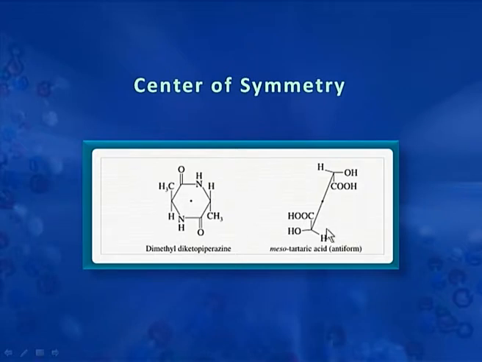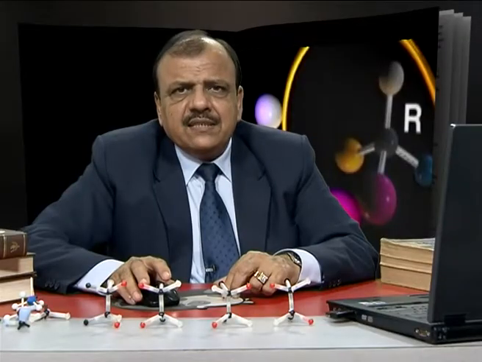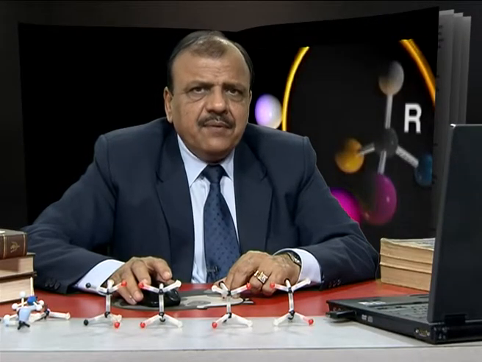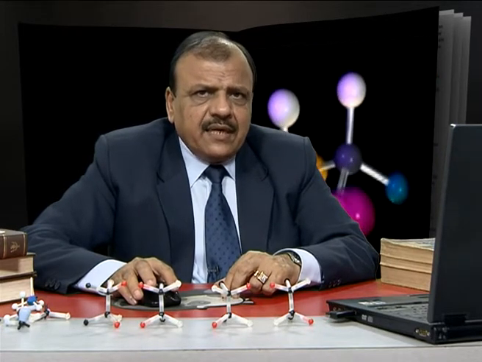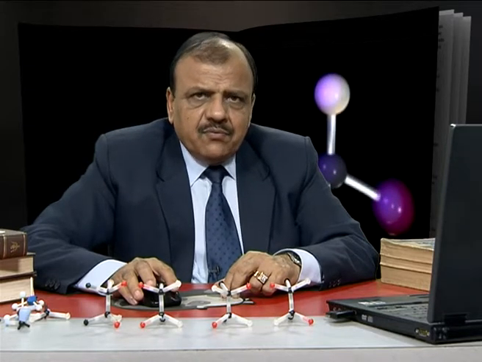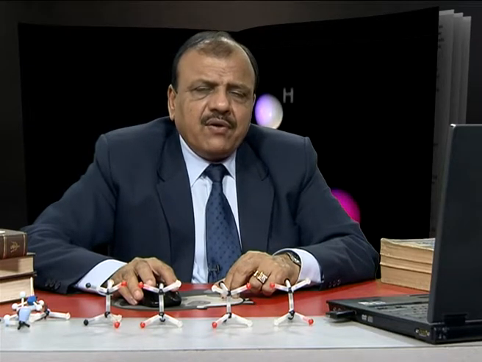Then there is another molecule, that is meso tartaric acid we discussed just now. We see that if I start from this carboxyl group and pass through this point and then go beyond, I meet another carboxyl group, or if I start from this hydroxyl group, a line is drawn up to this point and extended, we get another hydroxyl group. So this molecule also has center of symmetry. So in this way we can check the presence of center of symmetry in different molecules. If a molecule possesses a center of symmetry, we will talk about it a little later, what will be its effect.